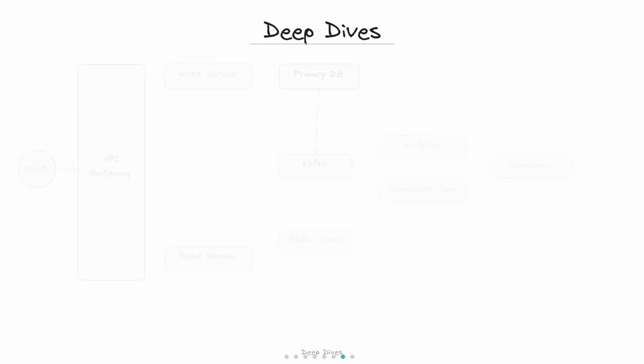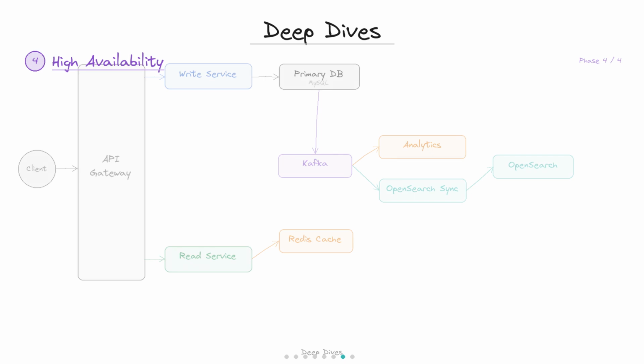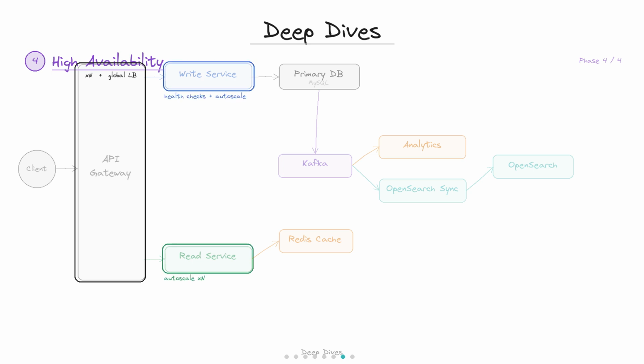Deep Dive 4. High availability. The goal is to eliminate single points of failure so the system degrades gracefully rather than crashing hard. API gateway, run multiple instances behind a global load balancer. Read and write services, run multiple instances behind a load balancer with health checks and round robin routing. If one instance goes down, the load balancer stops sending traffic to it within seconds. Autoscaling handles traffic spikes automatically.